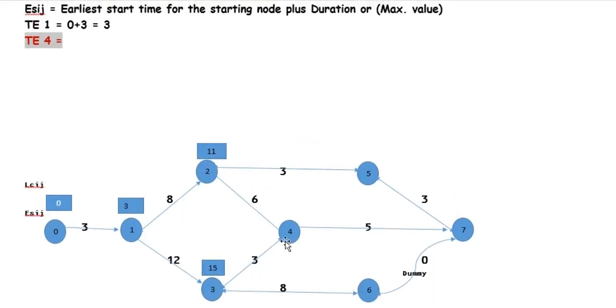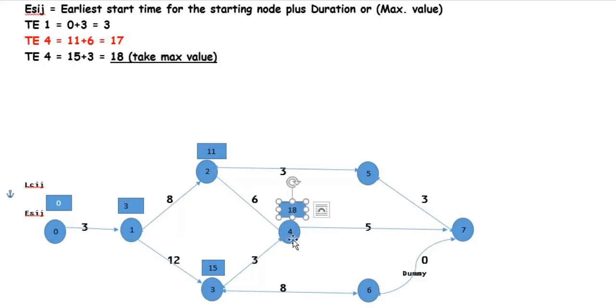TE4: here, 11 plus 6 is equal to 17, or 15 plus 3 is equal to 18. So we have to take the maximum value, 18. Node 5 is equal to 14, 11 plus 3 is equal to 14. Node 6 is equal to 23, 15 plus 8 is equal to 23.